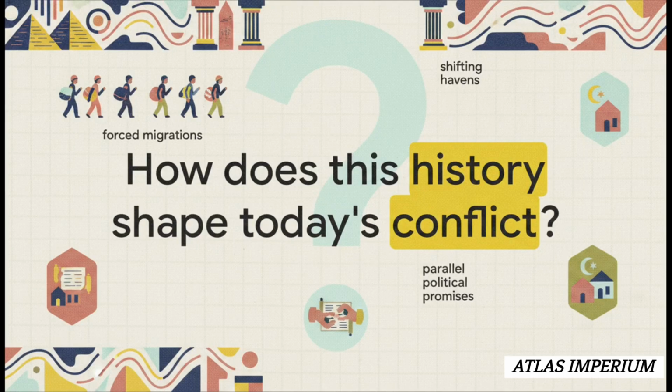Which leaves us with this final, genuinely provocative question. How do these millennia of empires, forced migrations, shifting havens, and parallel political promises shape the deeply complex conflict we see today? You really can't untangle the present without first mapping the past.